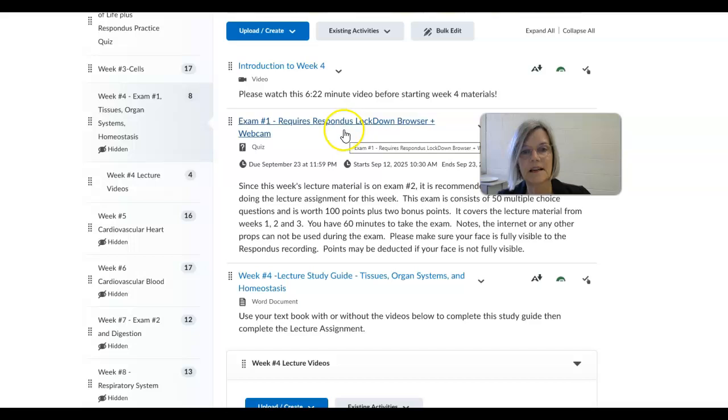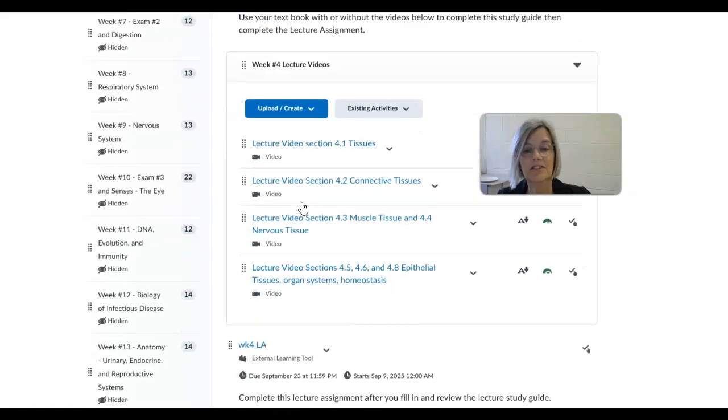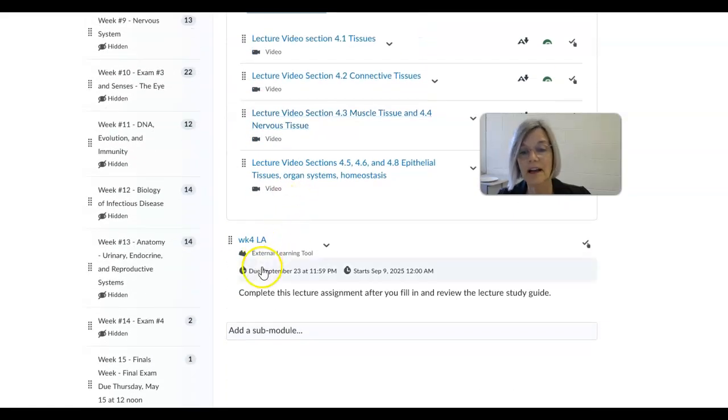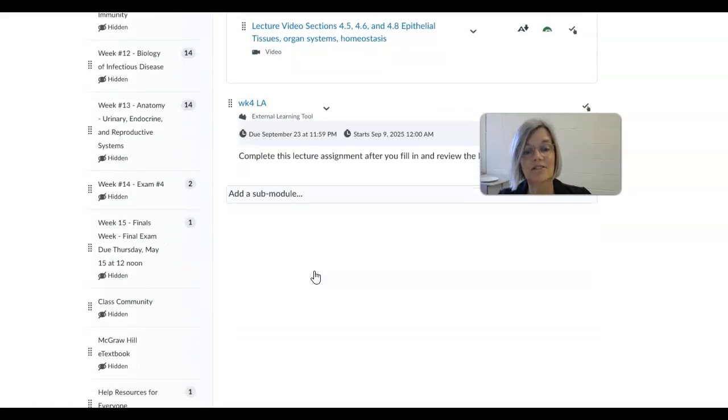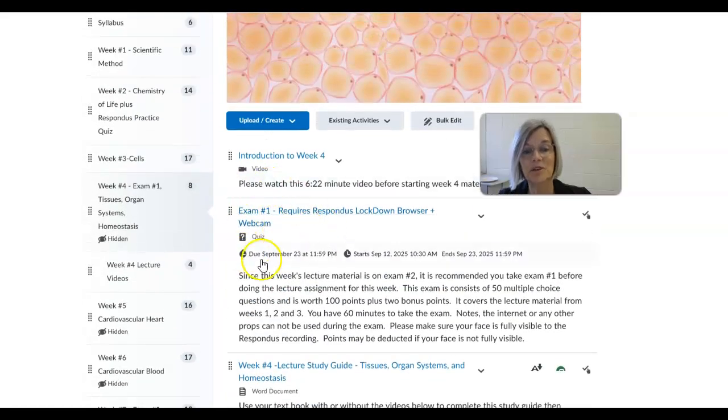So you're going to take exam number 1, and then once you do that, you're going to do the lecture study guide. So we have a lecture study guide on tissues, organ systems, and homeostasis. There's a bunch of videos like we've had before, and a lecture assignment, an adaptive learning assignment on McGraw-Hill. You will notice that there's no lab. I have no lab because I really want you to spend time studying for exam number 1.